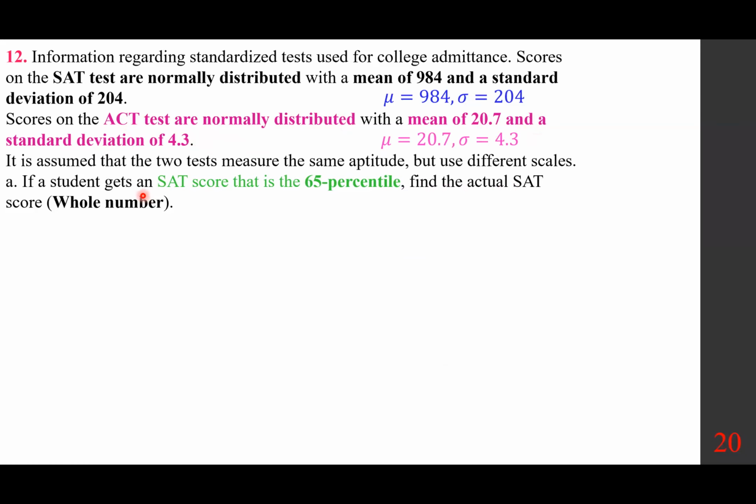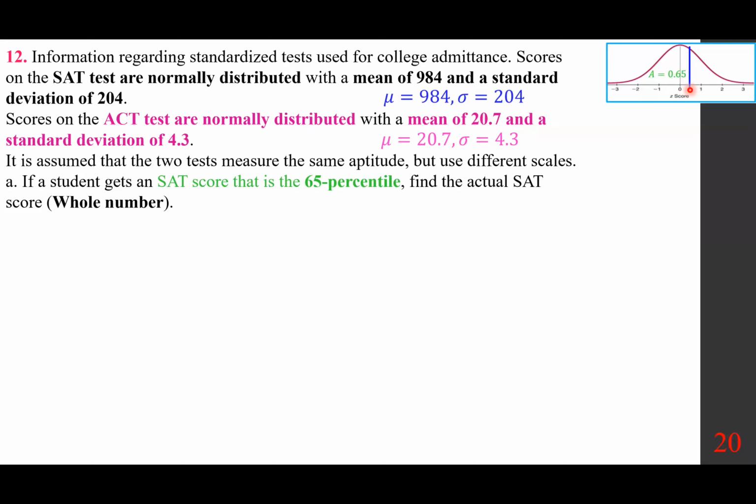A student gets an SAT score. We are here. That is 65 percentile. That means if we go with normal distribution, the area it covers is 65% or 0.65. So this is the coverage. And by the way, as you can see, it's to the right of 0 because it's larger than 0.5. So what is the concept? The area to the left is 0.65.